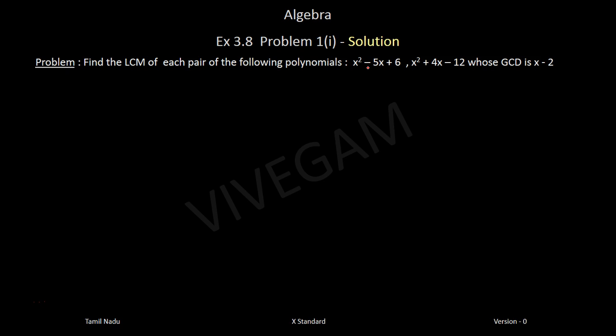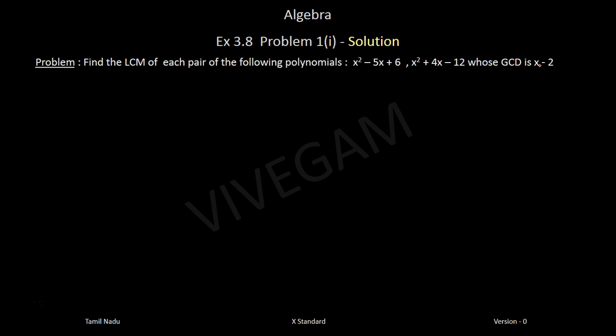The formula here is f of x into g of x is equal to LCM into GCD. So this is f of x and this is g of x and this is the GCD. So LCM will be equal to f of x into g of x divided by GCD. That's the one which we need to use. But to use that, we need to factorize these two polynomials. Once you factorize, you'll be able to cancel this factor and get our LCM.